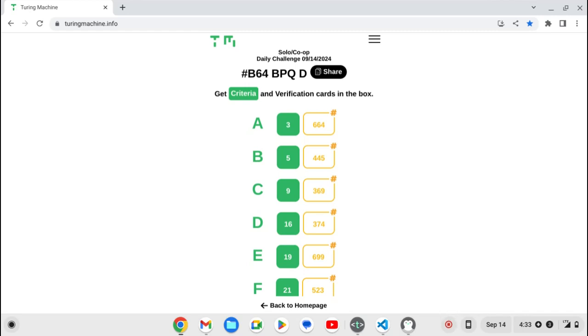Let's begin. Today is September 14th, 2024, and we're solving the Daily Turing Machine Puzzle. Today's puzzle uses the following 6 criteria cards: criteria card 3, 5, 9, 16, 19, and 21. And the puzzle uses the orange verification cards. The code above is your way to get more information on today's puzzle by searching the code on turingmachine.info. Let's go solve.